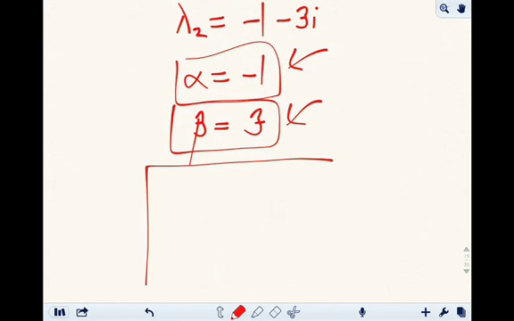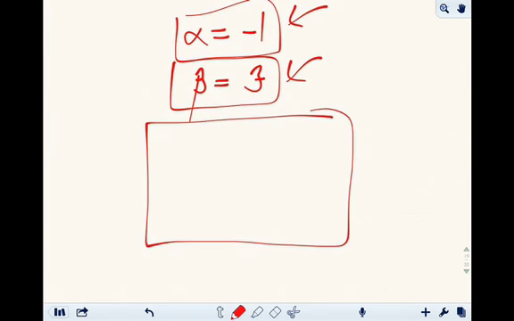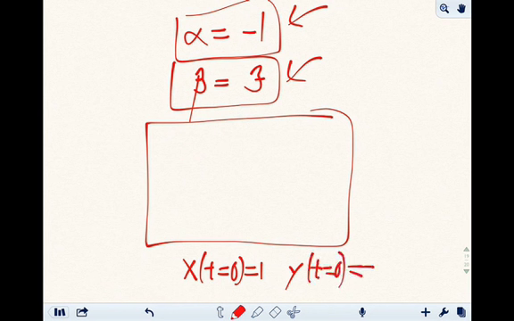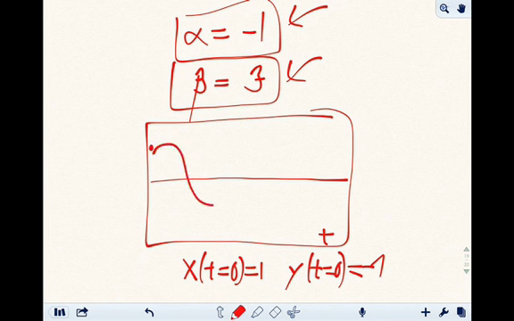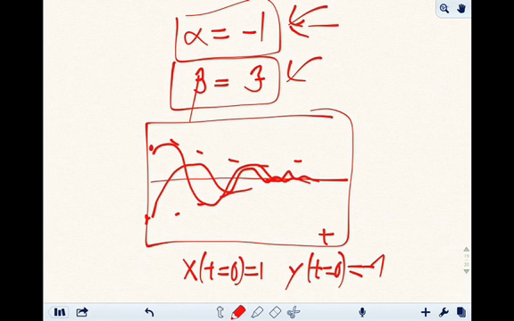The general plot of the solution, if we solve for initial conditions of x at t equals 0 equal to 1 and y at t equals 0 equal to minus 1. Here's the origin. This is time. So x is starting here. It sort of oscillates like this. And y is starting at minus 1. And it oscillates like this. So in both cases you have damped oscillations. We know they're damped because the real part is non-zero and it's less than 0, it's negative. And we have oscillations because we have an imaginary component.